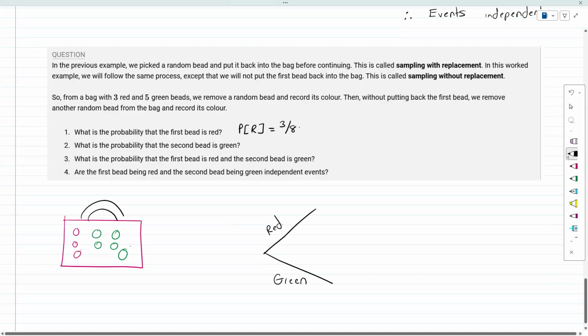Okay. This is red and green. For red, the probability is 3 out of 8. For green, the probability is 5 out of 8. That's for the first pick.